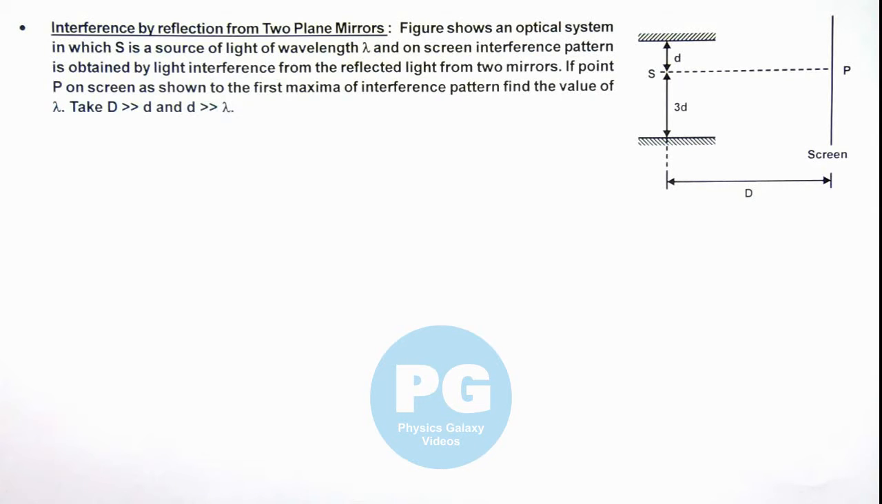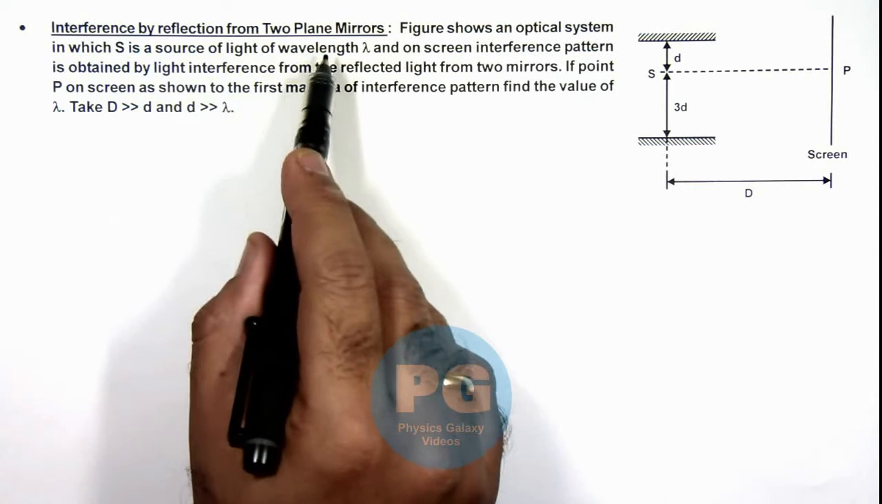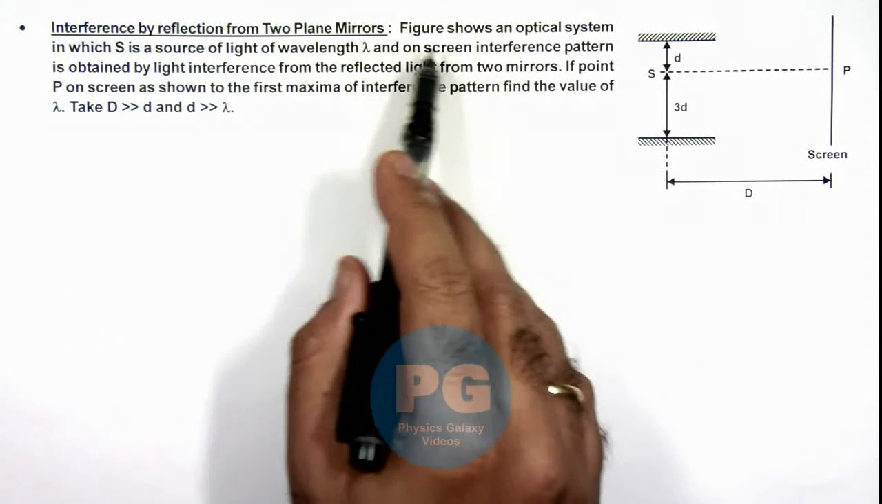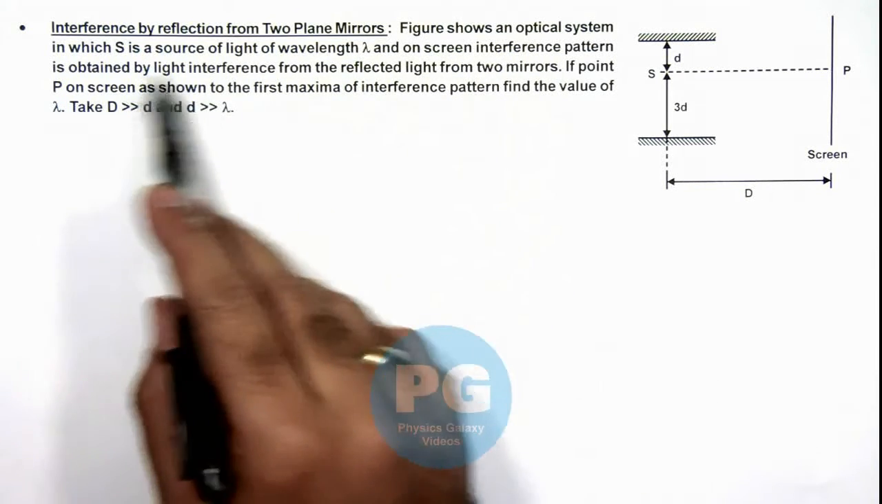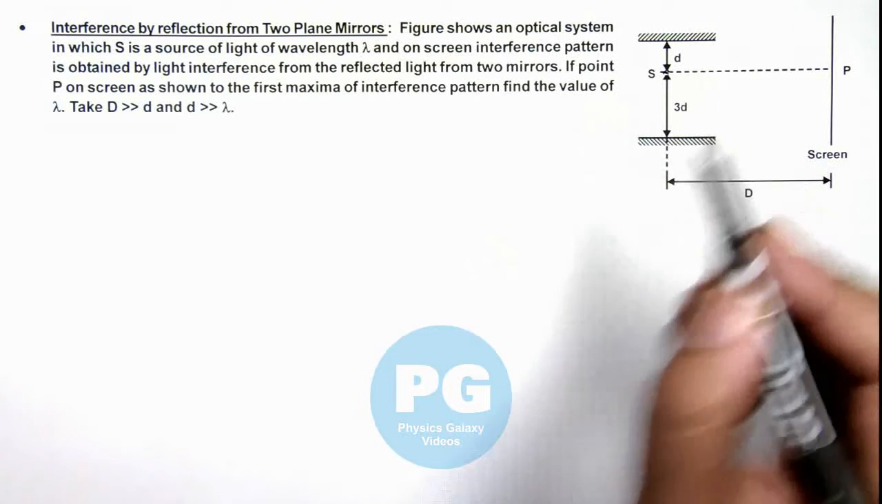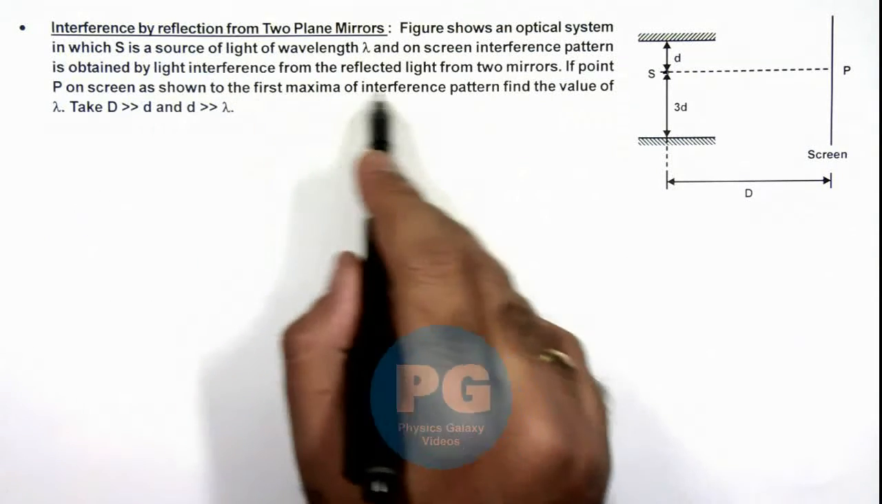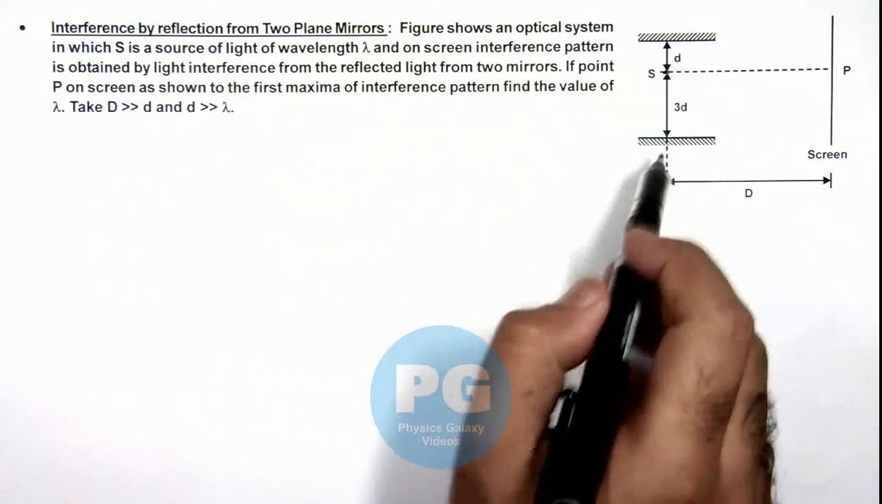In this illustration, we'll analyze the interference by reflection from two plane mirrors. Here the figure shows an optical system in which S is a source of light of wavelength lambda, and on a screen an interference pattern is obtained by light interference from the reflected light from these two mirrors.